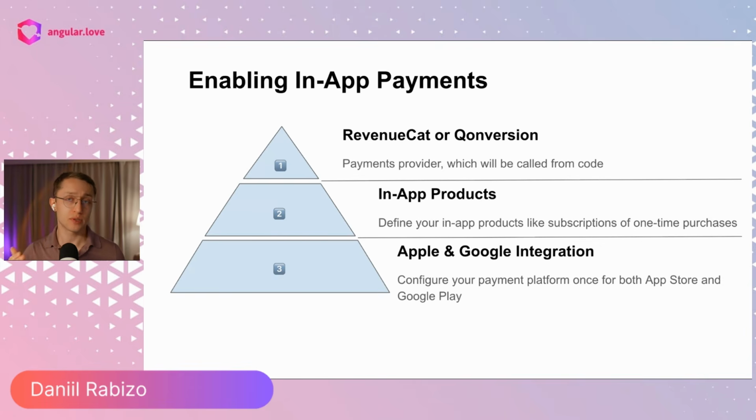And once you have selected the payment provider, you register there, and you have to create your in-app products at Apple and Google separately. These are the products which are going to be purchased by the users. And once you created them, you can import them to the payment provider in one place and then fetch them from your payment provider to your application.